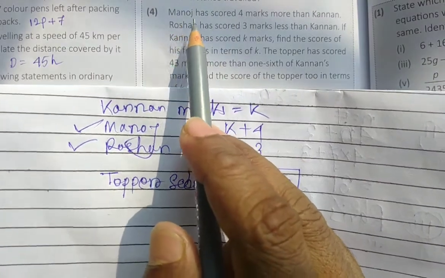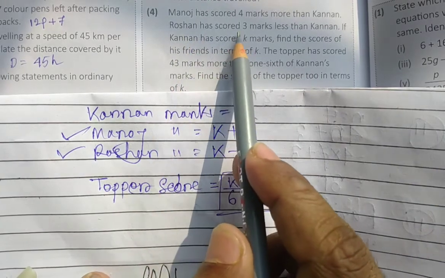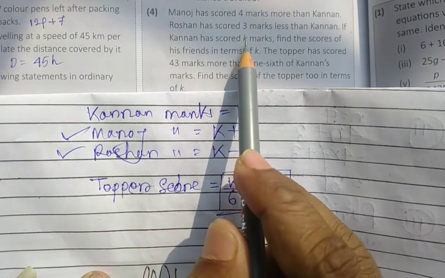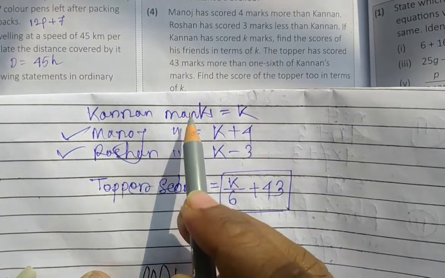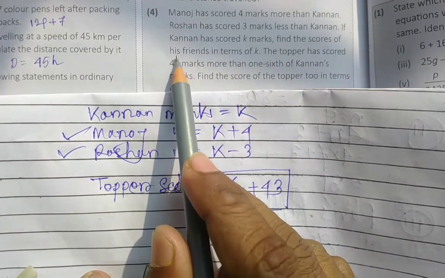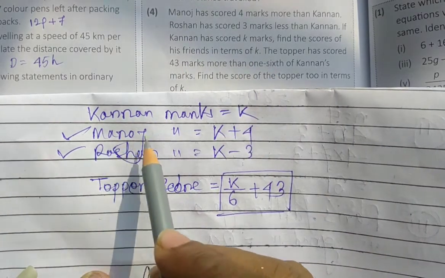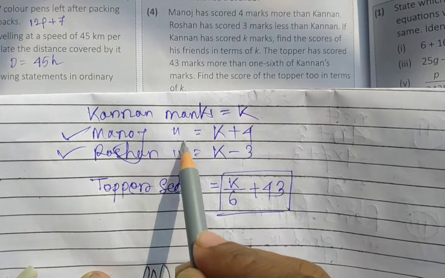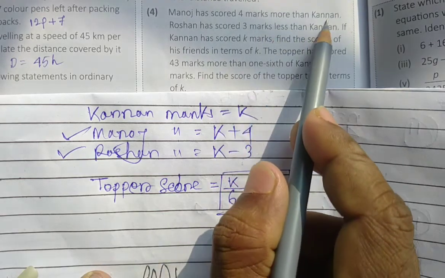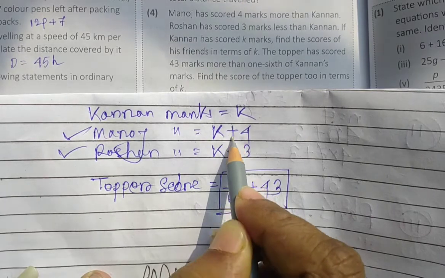Now just read the question properly. Manoj has scored 4 marks more than Kannan, and Roshan has scored 3 marks less than Kannan. If Kannan has scored K marks, so Kannan's marks are K. Now we have to find the scores of his friends in terms of K. So what is Manoj's mark? Manoj has scored 4 marks more than Kannan. Kannan's marks are K and 4 more, so that means plus 4.